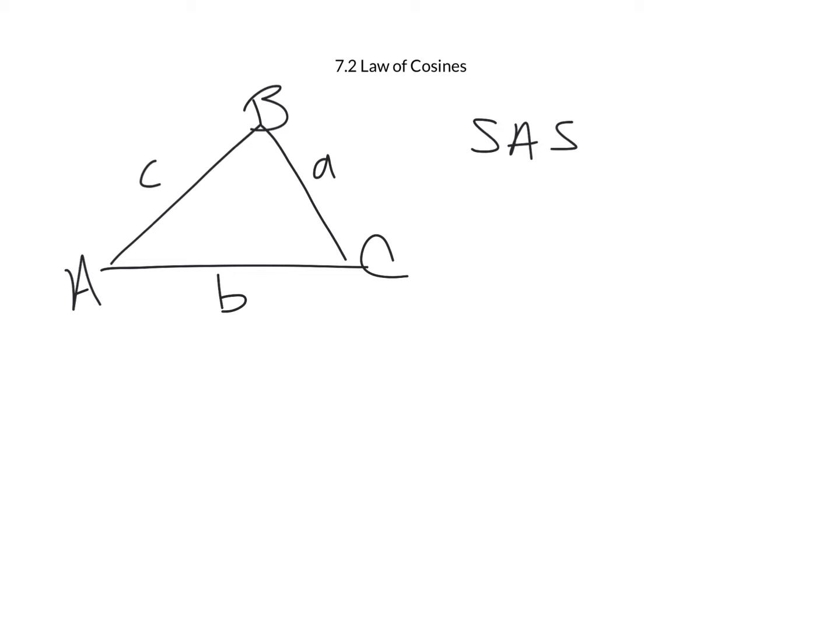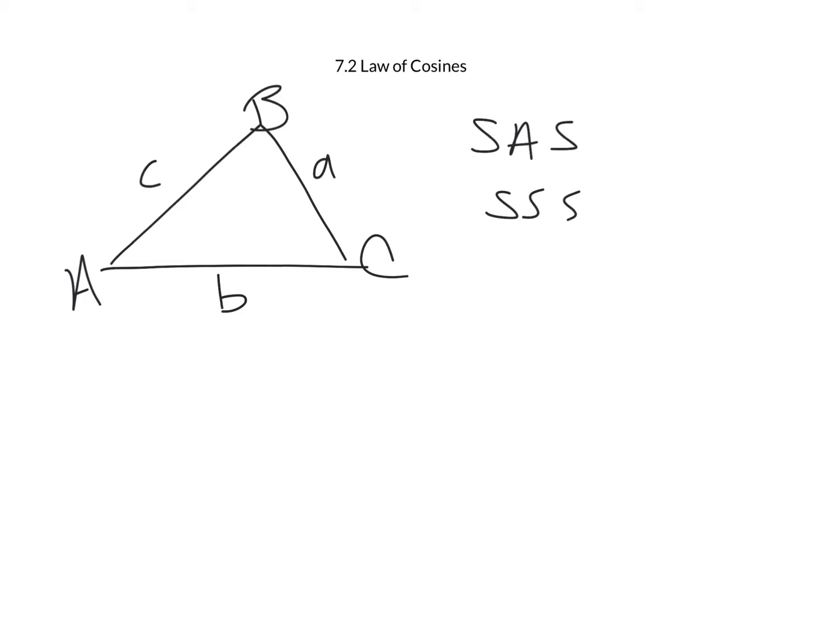Okay? So I'm giving you, let's say, for example, lowercase c and lowercase b and angle A. Then you would use law of cosines. Okay? And then the other scenario is SSS. All three sides. If I'm giving you all three sides, none of the angles, then you will also use law of cosines.